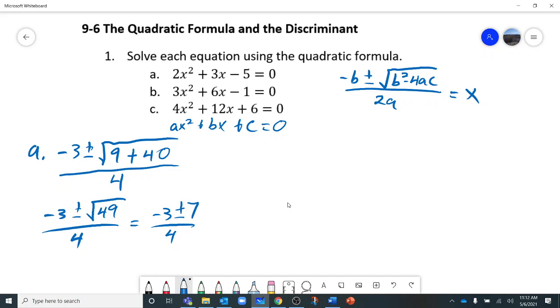Negative 3 plus 7. Negative 3 plus 7 gives me a positive 4. Positive 4 divided by 4 equals 1. And negative 3 minus 7 gives me negative 10. Negative 10 divided by 4 is negative 2.5. And so my solutions for number 1 are, for a, x equals 1 and negative 2.5.